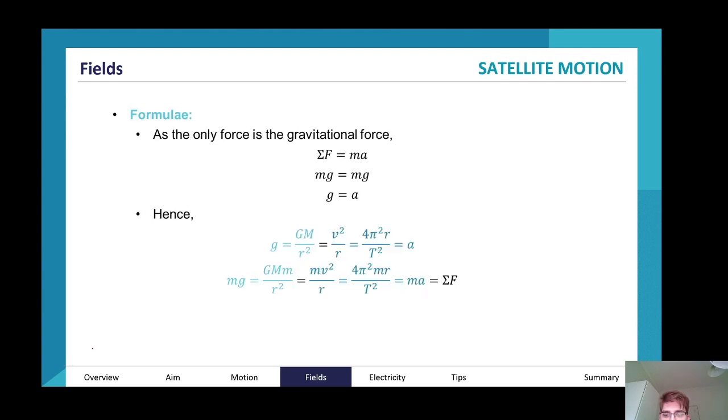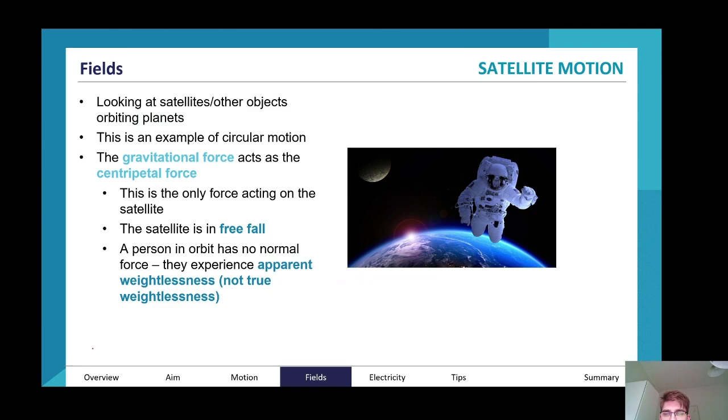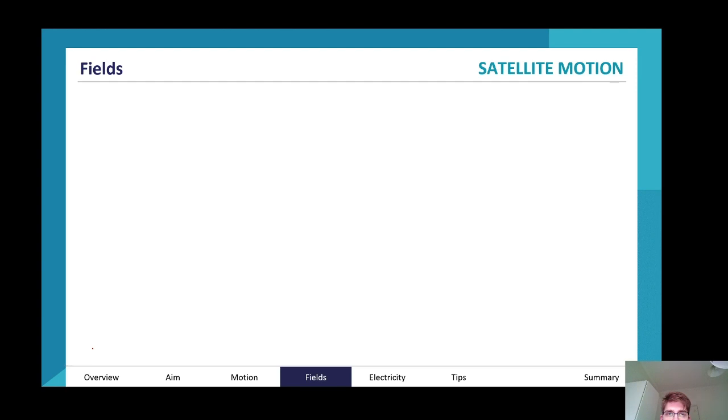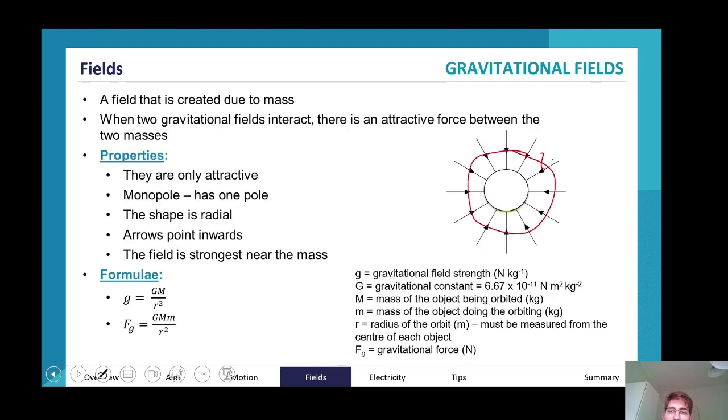Satellite motion. When it comes to satellites, there's something called a geostationary satellite. A geostationary satellite is a satellite that has a period equal to the period of the Earth. That is, if it takes 24 hours for Earth to rotate around itself, the satellite also takes 24 hours to rotate around Earth. The reason we call it geostationary is because it's above the same point on Earth all the time. It's above the equator.